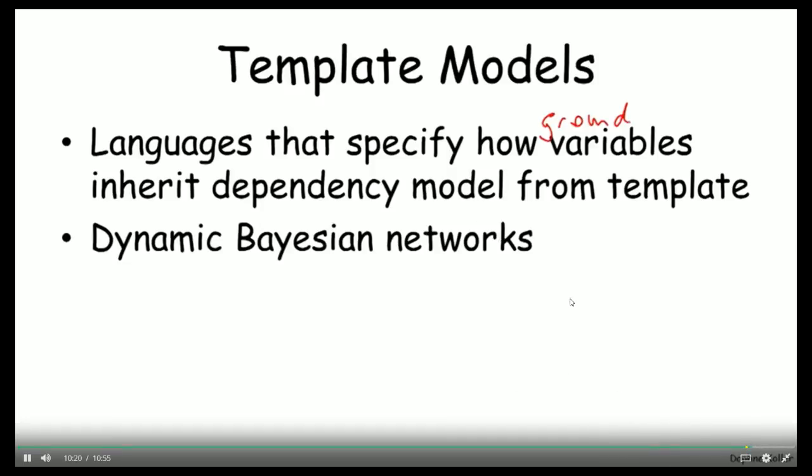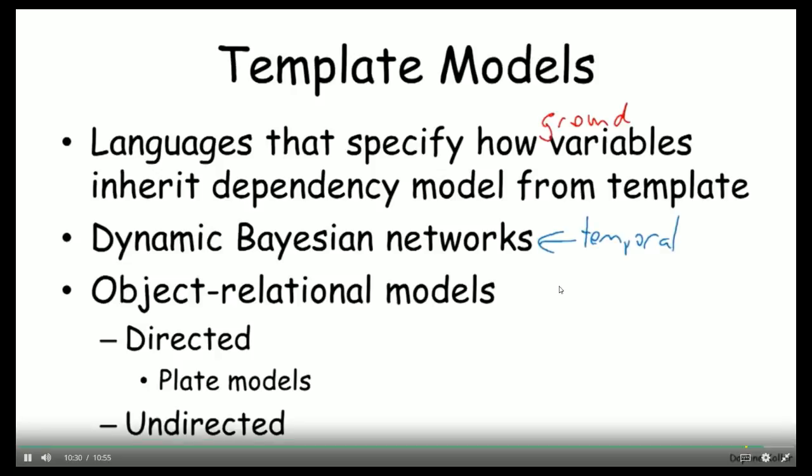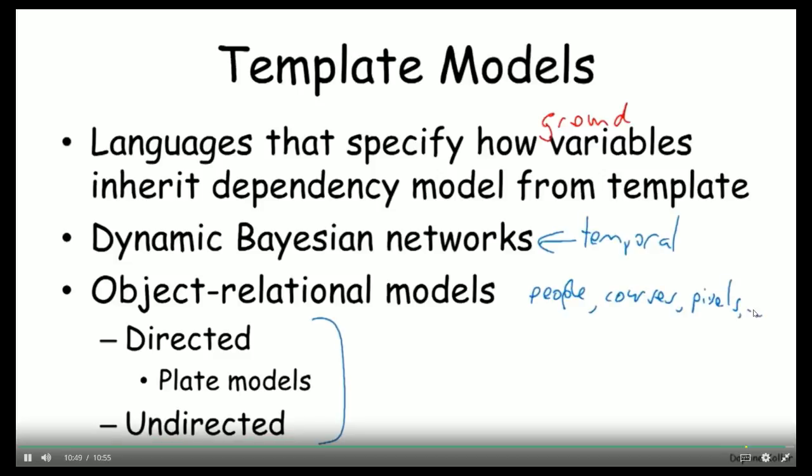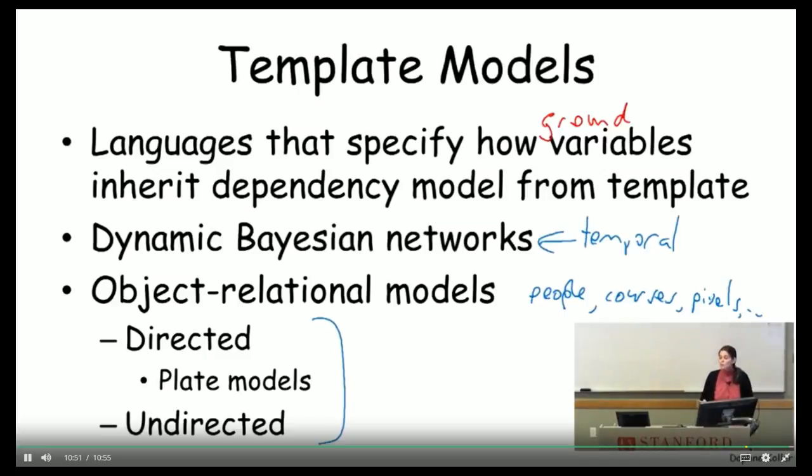Okay, and there is a whole range of such languages that have been developed in a special purpose way for different applications. So dynamic Bayesian networks are intended for dealing with temporal processes, for example, where we have replication over time. We have a whole range of languages for object relational models, both directed models and undirected models, where you have multiple objects such as people or students and courses or pixels. So people, courses, pixels, and lots of other things that can be related to each other in different ways. And how do you represent the dependency model over that ensemble in a coherent way?